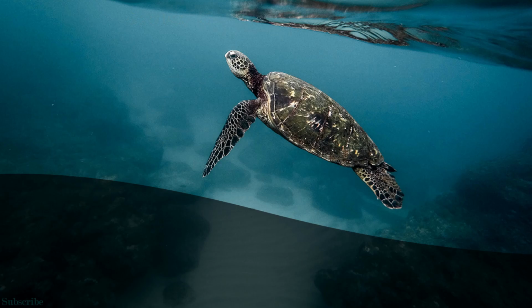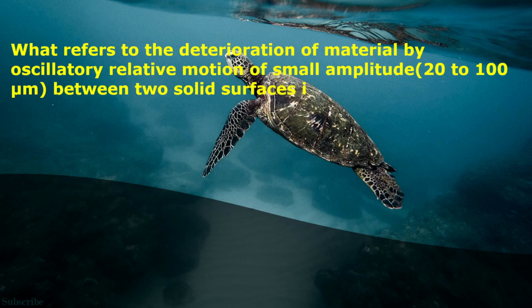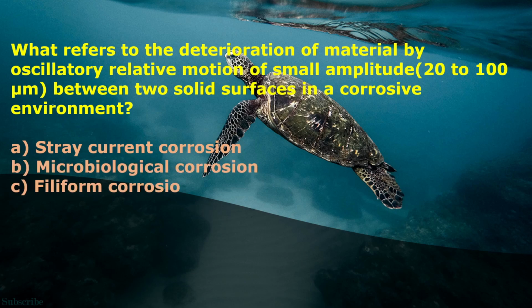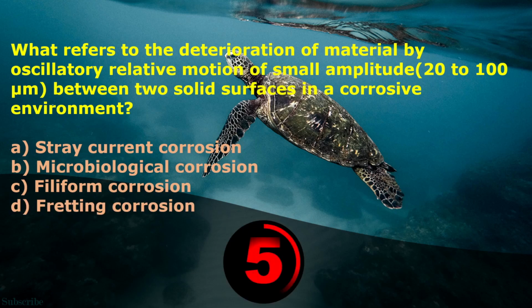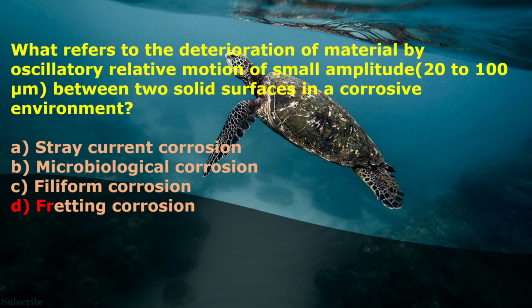Question number 19. What refers to the deterioration of material by oscillatory relative motion of small amplitude 20 to 100 micrometer between two solid surfaces in a corrosive environment? A. Stray current corrosion. B. Microbiological corrosion. C. Filiform corrosion. D. Fretting corrosion. The correct answer is letter D. Fretting corrosion.